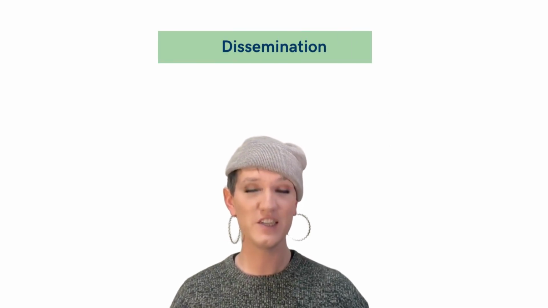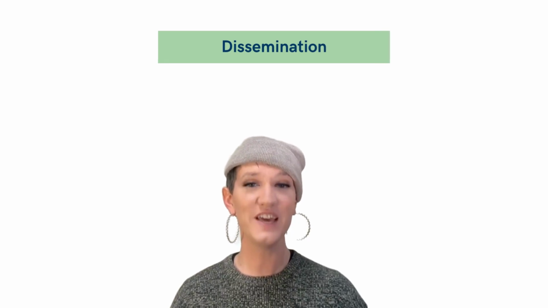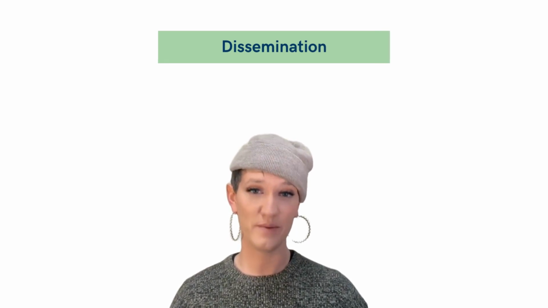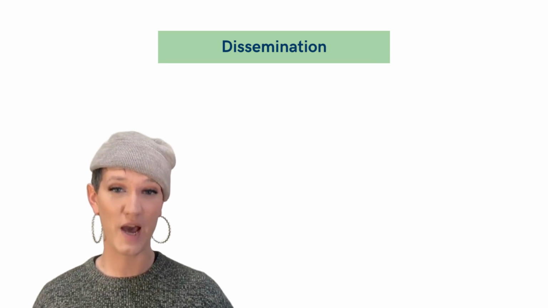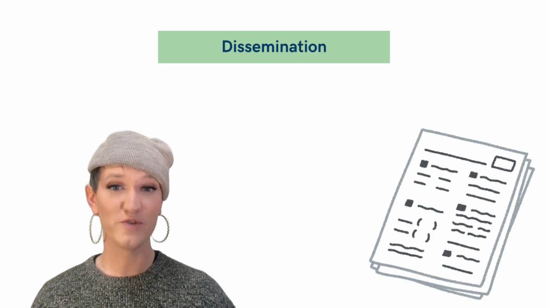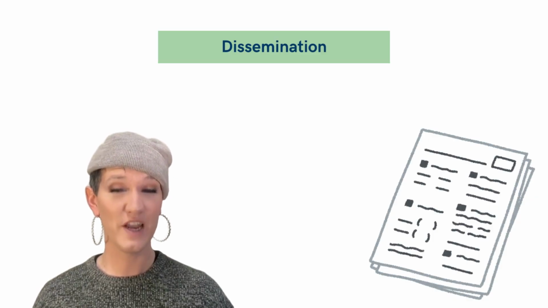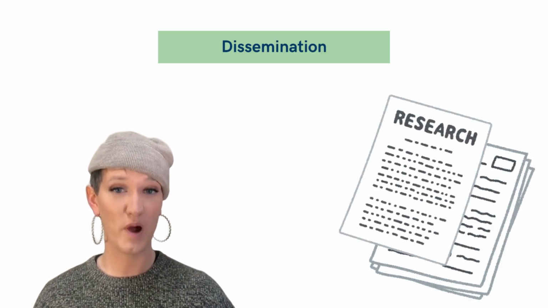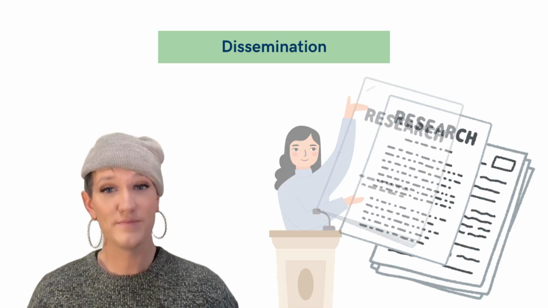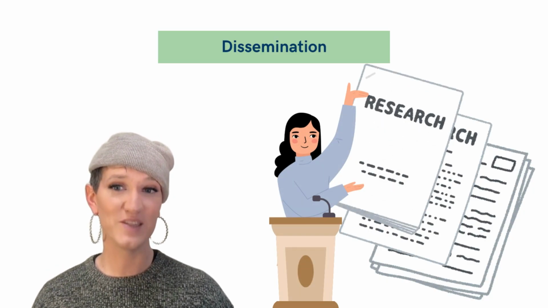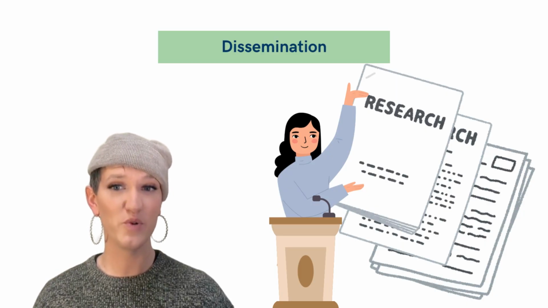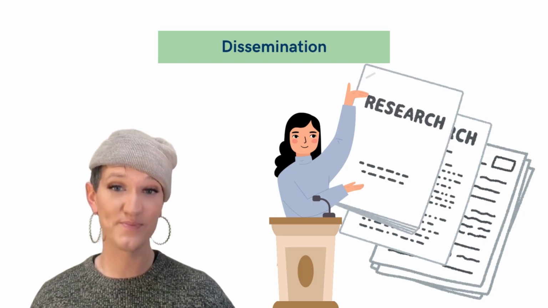How do we share what we learned? This step is called dissemination. It's about getting research findings into the hands of the people who can use them. Researchers often share findings by writing articles for academic journals, creating reports for funders or policymakers, or presenting at conferences. But these formats aren't always accessible or useful to the people who the research is actually about.